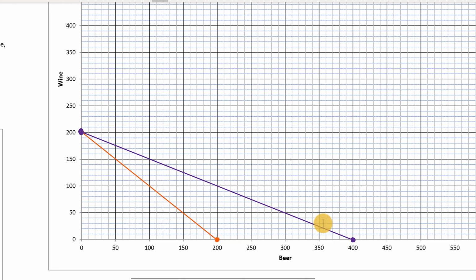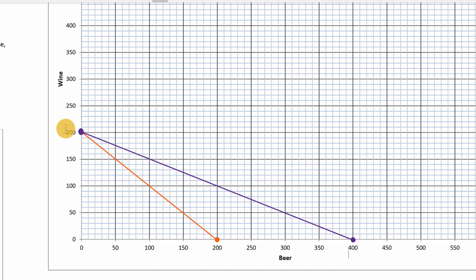Since the purple line represents higher combinations of goods at every point except one over here, then the United States is going to be the wealthier country in all cases except where they choose this one extreme point to make nothing but wine. So let's go back to the handout and answer some of those questions.